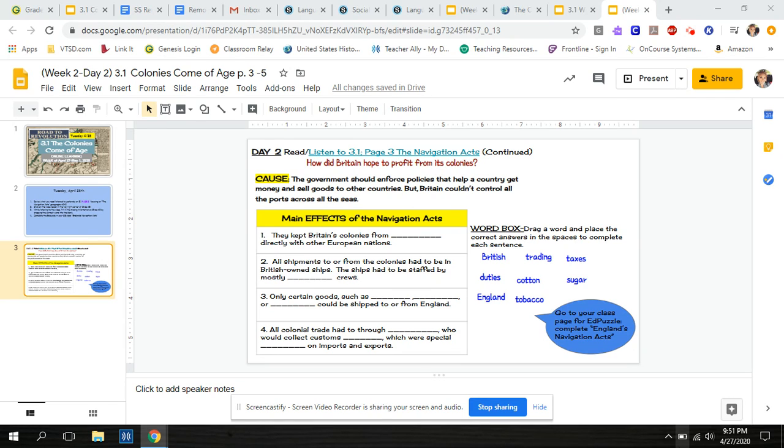Okay. So once you have all those filled in, it should read that the 4 main effects of the Navigation Acts were that they kept Britain's colonies from trading directly with other European nations. All shipments to or from the colonies had to be in British-owned ships, and these ships had to be staffed by mostly British crews. Only certain goods, such as tobacco, sugar, and cotton, could be shipped to or from England. And all colonial trade had to go through England, who would collect customs duties, which were special taxes on imports and exports.